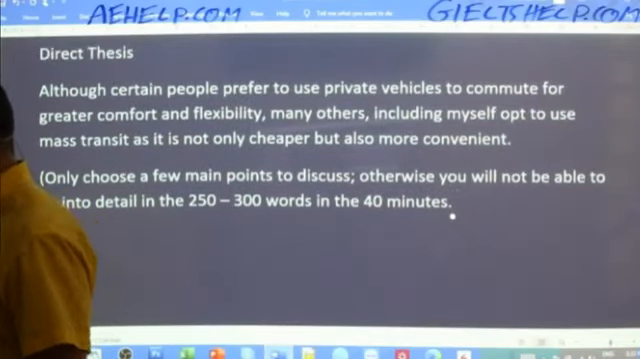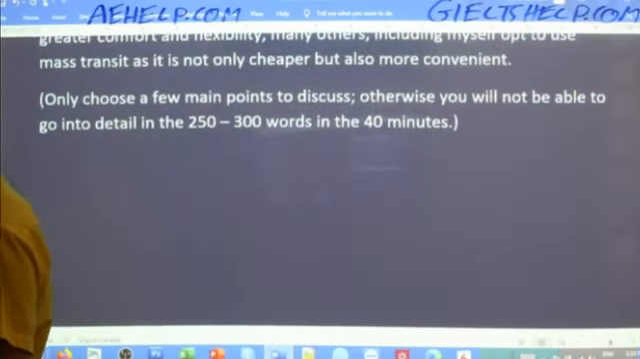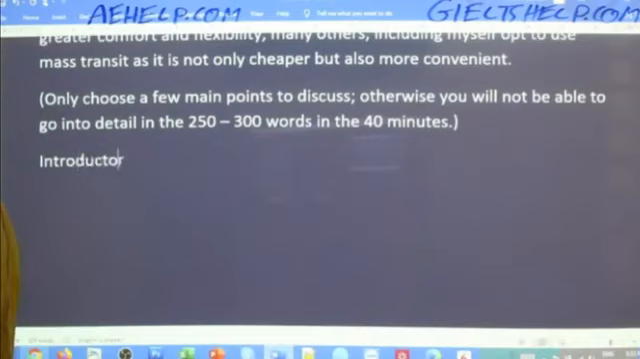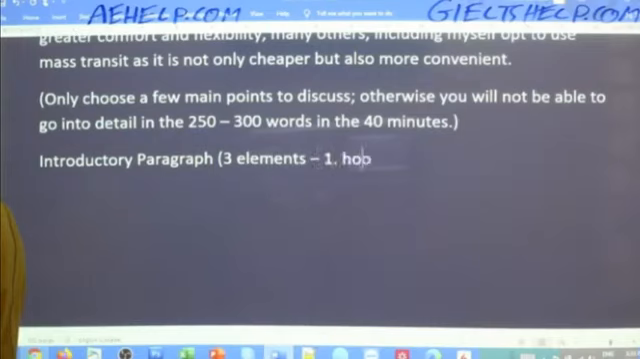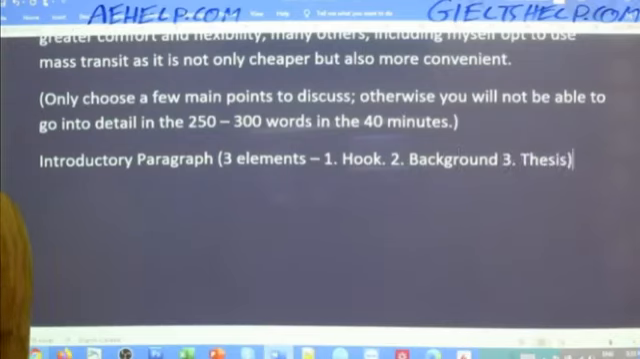Now, the introductory paragraph needs 3 elements, okay? So 3 elements. They are 1, hook, 2, background, and 3, thesis. Okay, that's what makes a good introduction.